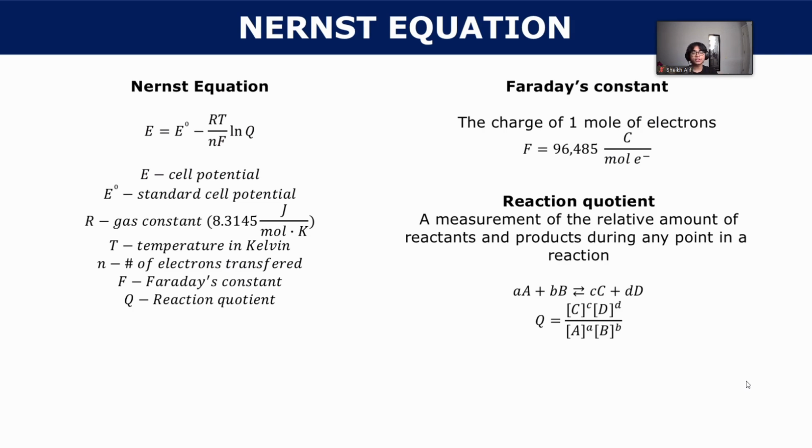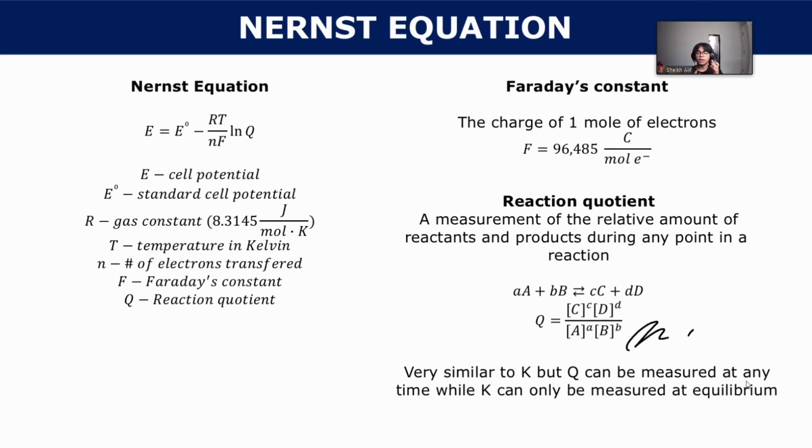Next we have the reaction quotient, which is a measure of the relative amounts of reactants and products at any point in a reaction. If you had a reaction like A plus B in equilibrium with C and D, the reaction quotient would look something like this. You'll notice that it's very similar to the equilibrium constant, but the reaction quotient can be measured at any time, while the equilibrium constant can only be measured at equilibrium. That's the really big difference here.